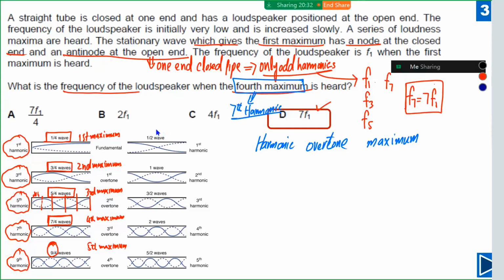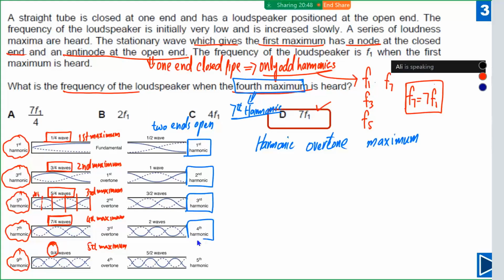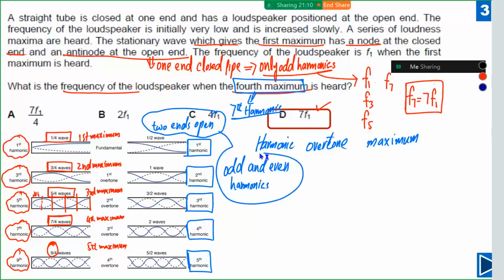Now if you look at the two ends open pipe, you can compare these. You can see here we have the first harmonic, the second harmonic, the third harmonic, the fourth harmonic, and the fifth harmonic. You see in this case we have odd and even harmonics. So we have odd and even harmonics in the case of a two ends open pipe. This point you need to understand.